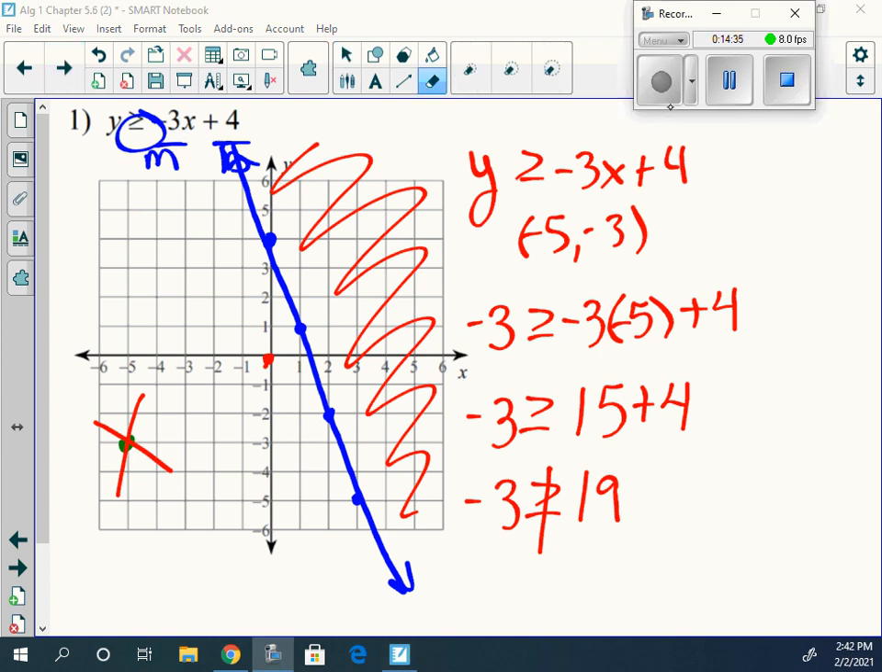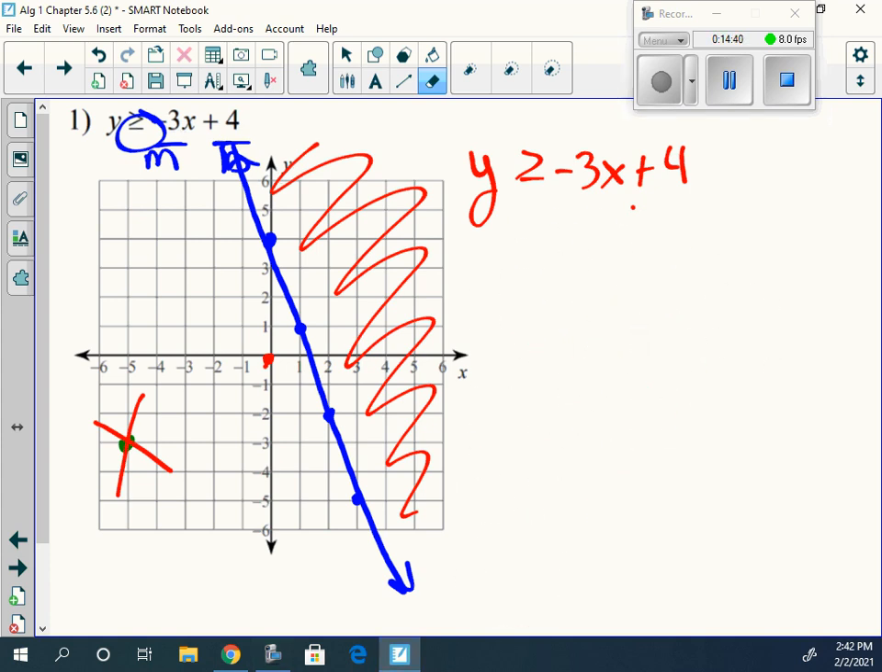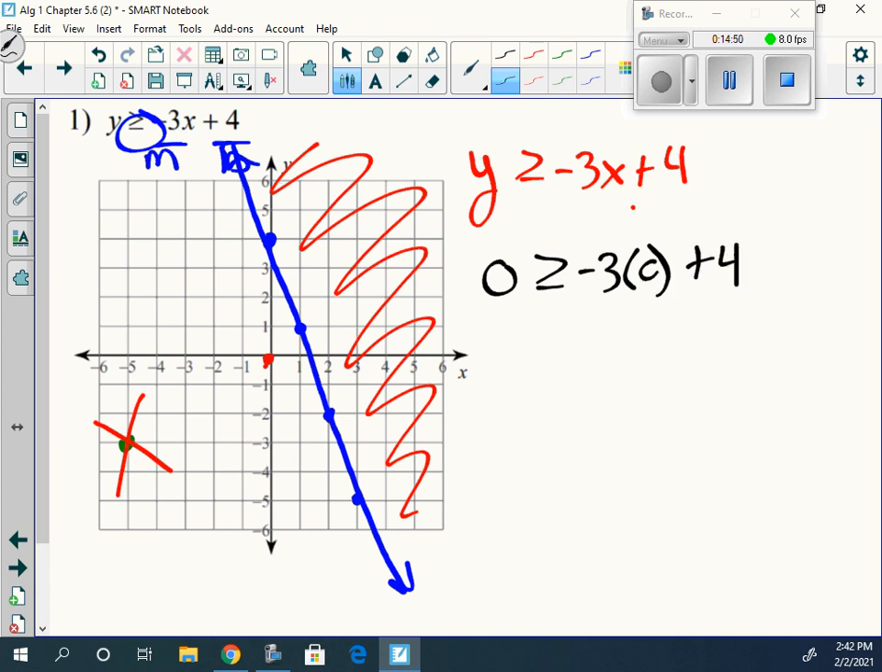Okay. Now, what I was also going to look at is, because we also had 0, 0 that we could check, we can do that one as well. If I plug 0, 0 in, 0 is less than or equal to negative 3 times 0 plus 4. Well, what is negative 3 times 0? 0. So this is gone. So I have 0 is less than or equal to 4. Is that true? Well, no, it's still not true. So we would still shade the same side. This is why I kind of use 0, 0 as long as it's not on the line.